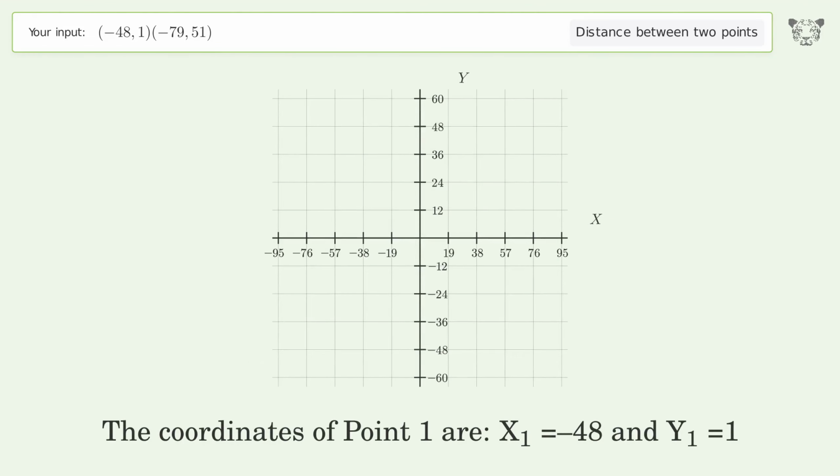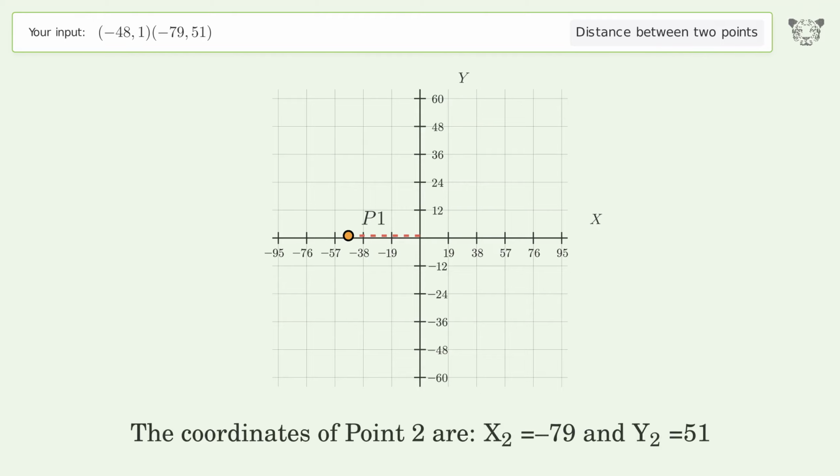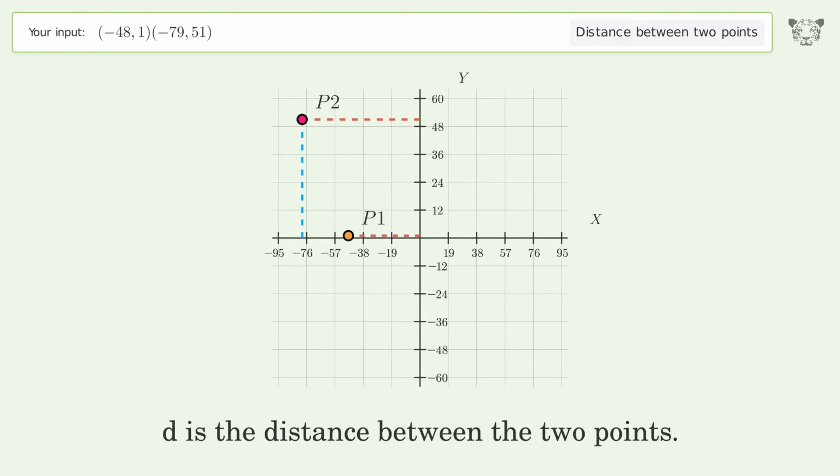The coordinates of point 1 are, x1 equals -48 and y1 equals 1. The coordinates of point 2 are, x2 equals -79 and y2 equals 51. D is the distance between the 2 points.